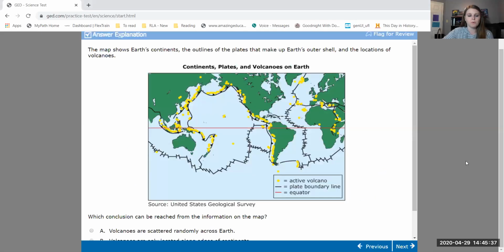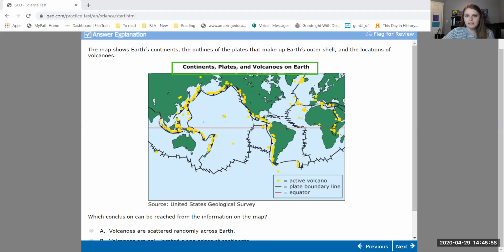So question number 1, first thing I notice, big map. Okay. Anytime you see a reading, it doesn't matter if it's paragraphs or something like a map, read the title. So I see my title right at the top here. It says continents, plates, and volcanoes on Earth.